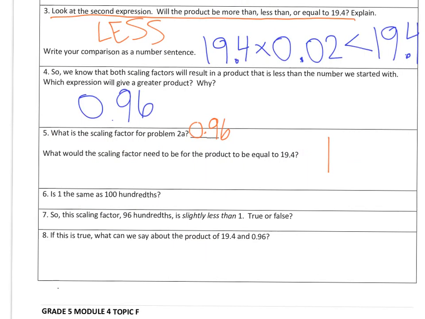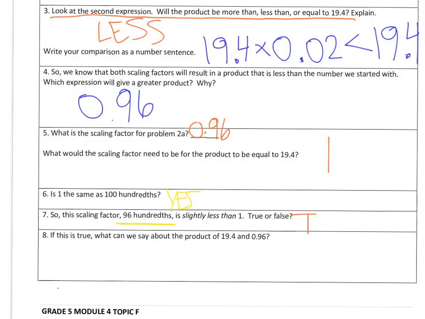So is 1 the same as 100 hundredths? Yes, it is. So this scaling factor, 96 hundredths, is just slightly less than 1. It's so close to 1, but not quite there. Is that true or false? That's a big fat truth.